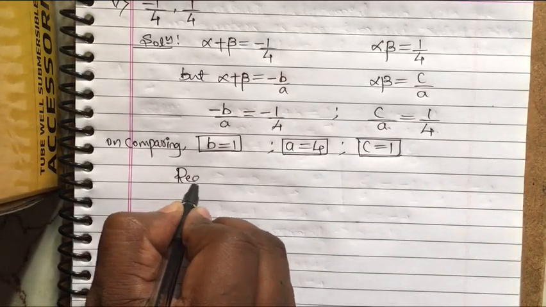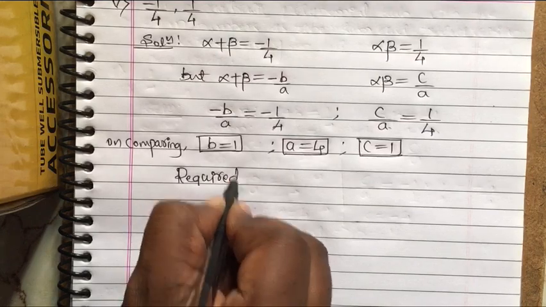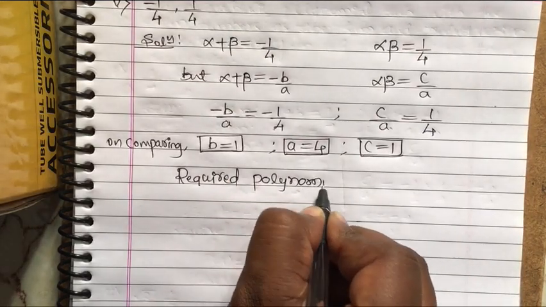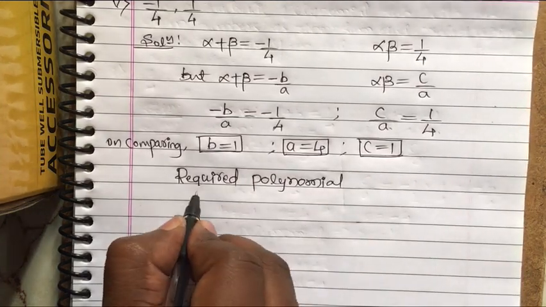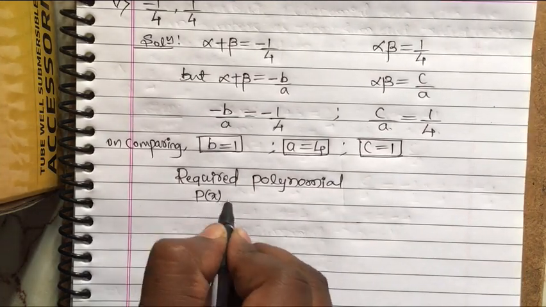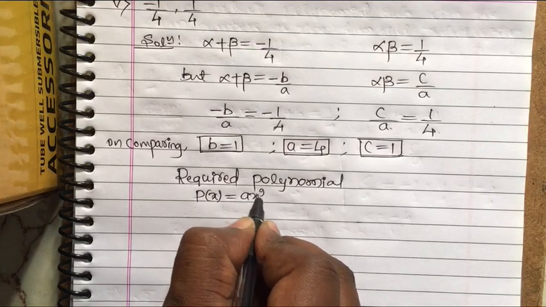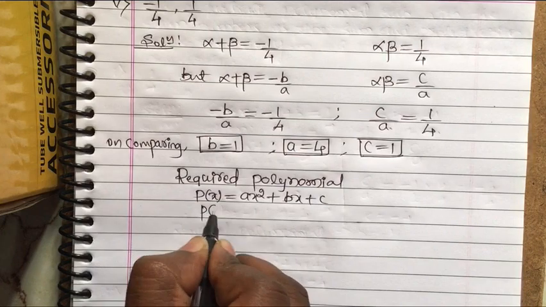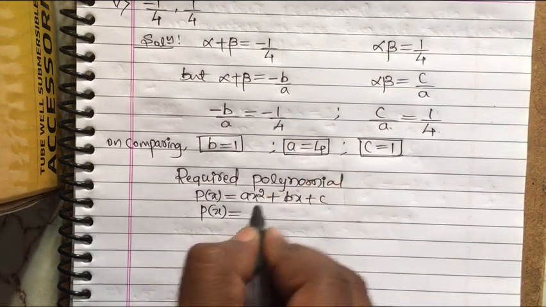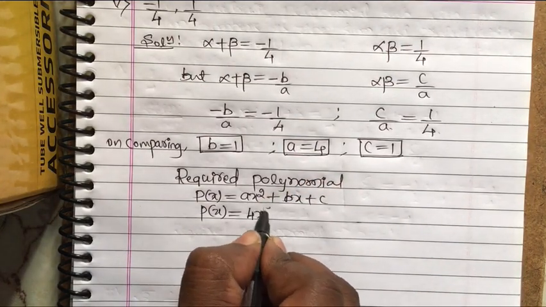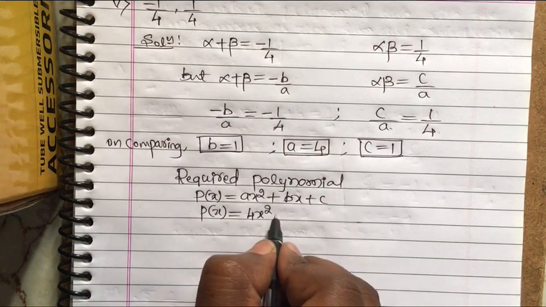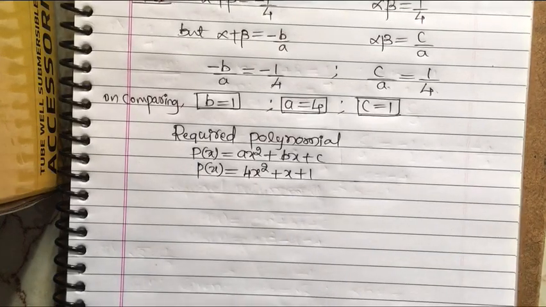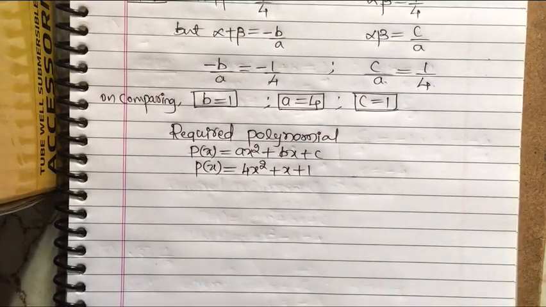Required polynomial p of x is equal to ax square plus bx plus c. So p of x is equal to a it is 4, so we get 4x square, b it is 1x will be x, plus c will be 1. Hence the required polynomial is 4x square plus x plus 1.